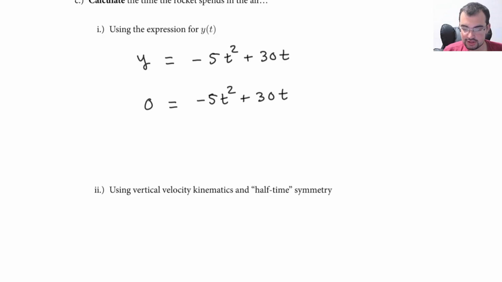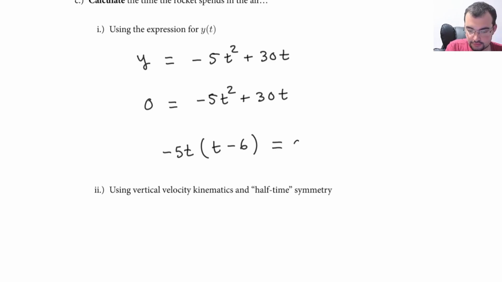And again, another reason we do ground-to-ground launches is because now we can factor pretty easily. So everybody has a negative 5t in it. We'll pull that out. Do I want to do that? Yeah, because then I get t and then minus 6.